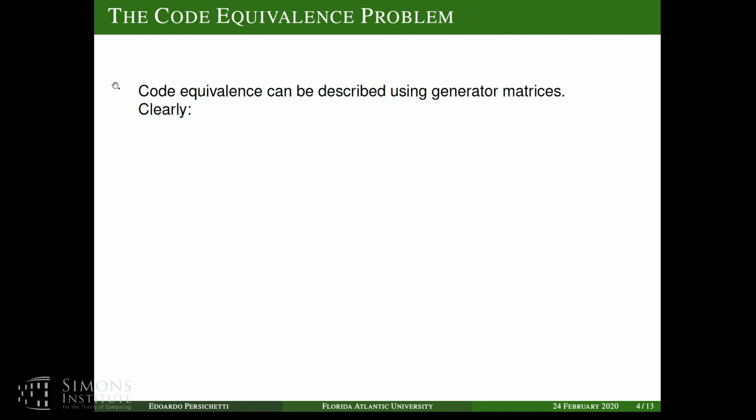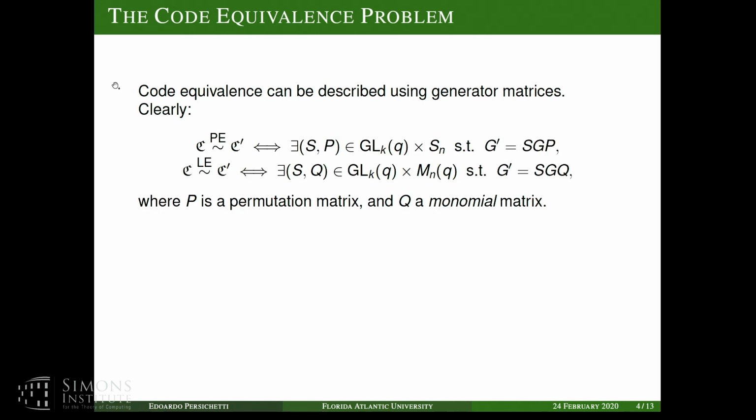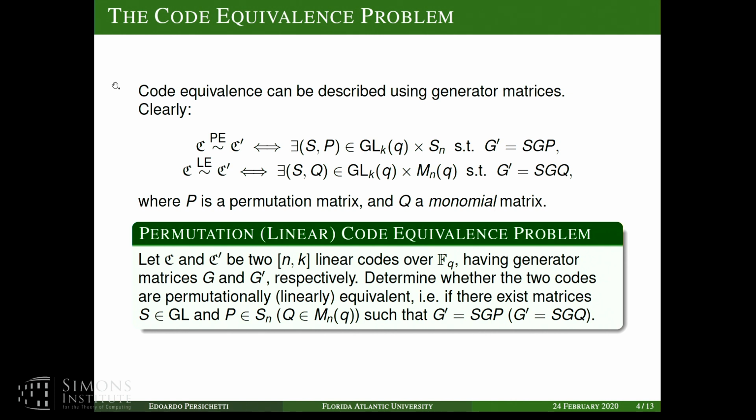And we can formulate all this using generator matrices, like normal for the codes. So we say that two codes are permutation equivalent if there are matrices S and P, such that G' is equal to SGP, which is kind of like the standard case. And the linear equivalence case corresponds to using a matrix Q, which is a monomial matrix. Yes, so you can imagine that you take a matrix which is a diagonal times a permutation, for example. And then this leads to the following formulation of the problem, which is the respectively permutation or linear code equivalence problem. So given two codes C and C', essentially determine whether the two codes are permutation equivalent or linearly equivalent.